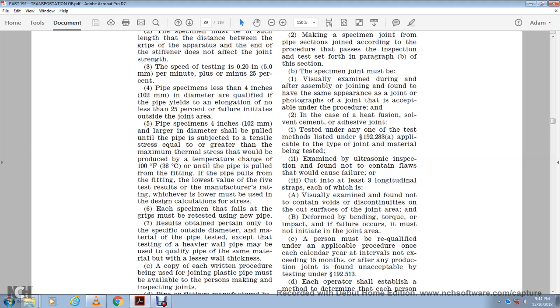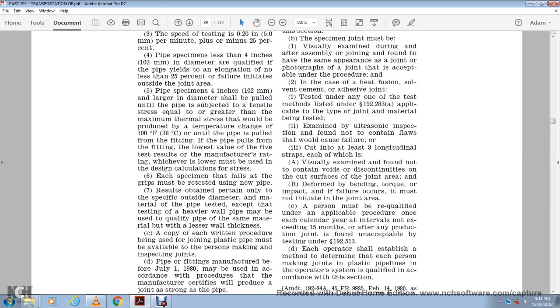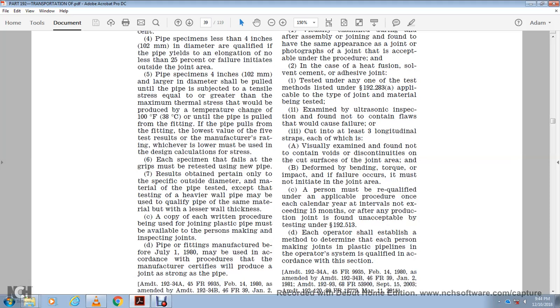A person must be requalified under the applicable procedure once each calendar year, at intervals not exceeding 15 months, or after any production joint of that person is found unacceptable by testing under 192.513. Each operator shall establish a method to determine that each person making joints in plastic pipelines in the operator's system is qualified in accordance with this section.